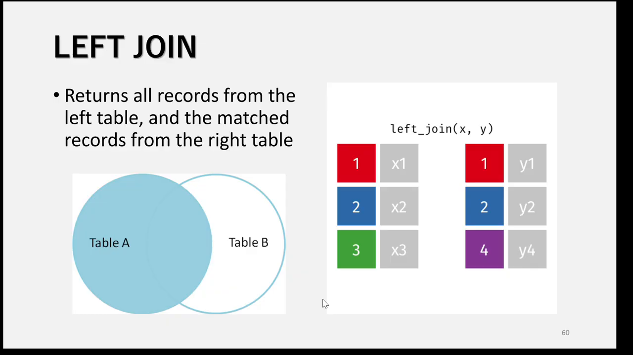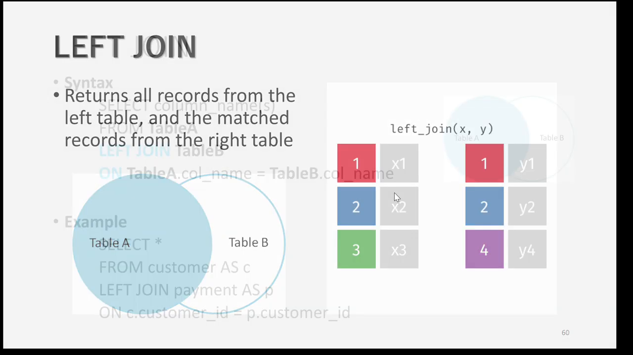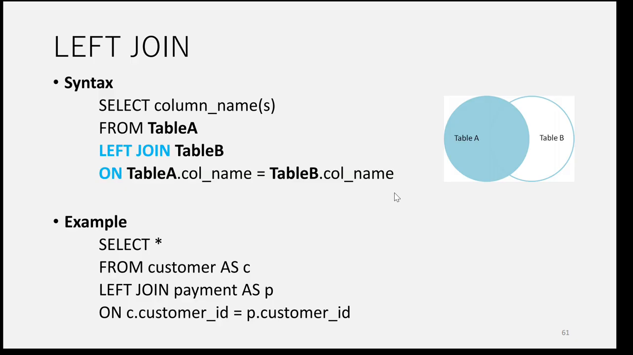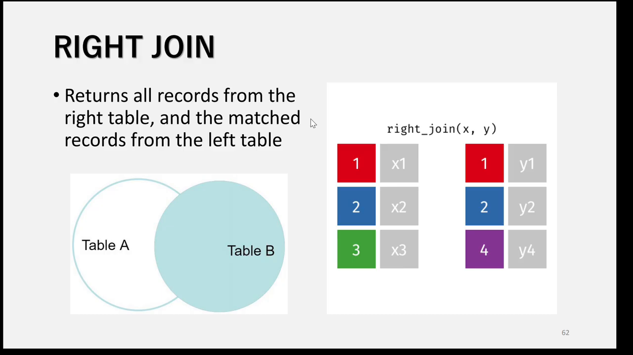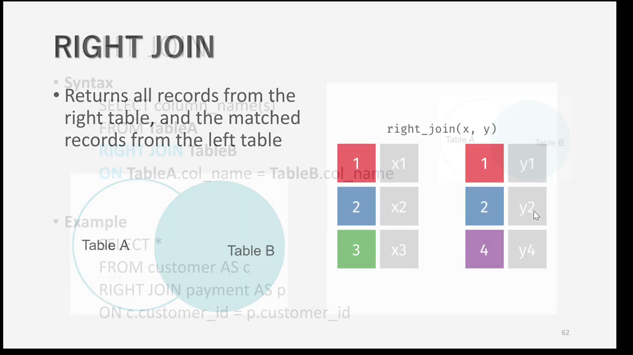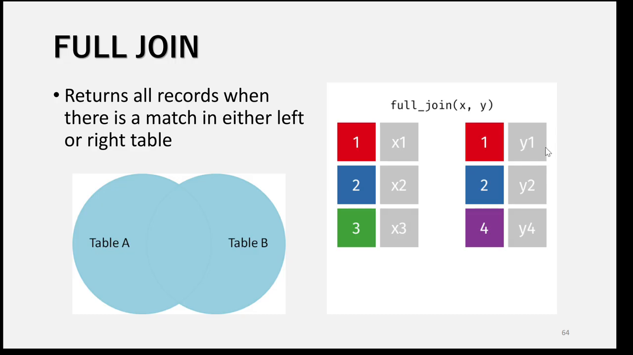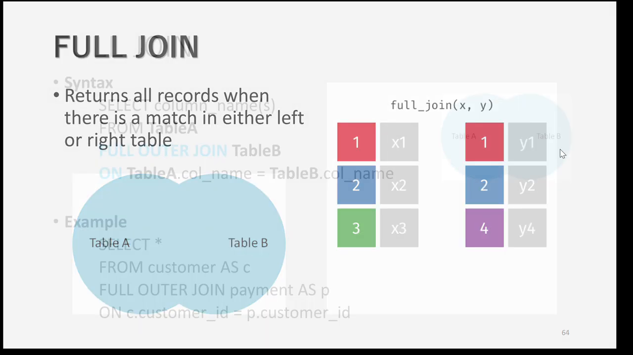Same with the left join, you only get the left part. See, all the records from the left table and matched with the right table. You'll only get these x1 and x2. Same in right join, you get y1 and y2. In full join, it is like the union, you get x1, x2, x3, y1, y2, y3.